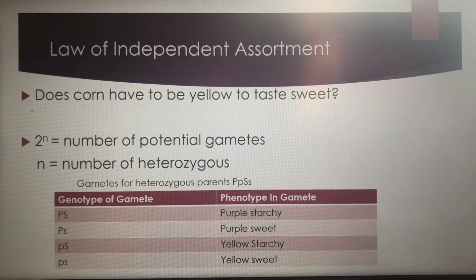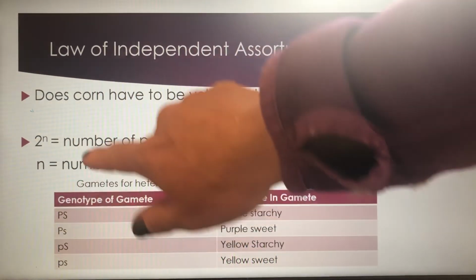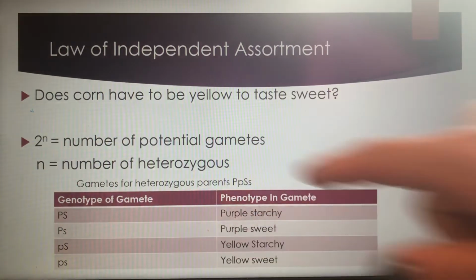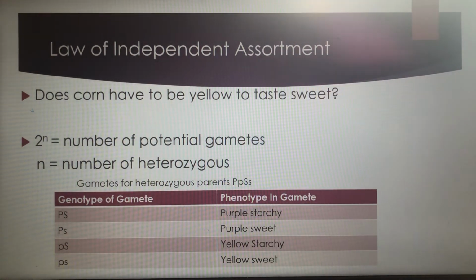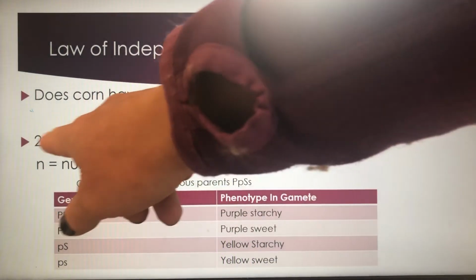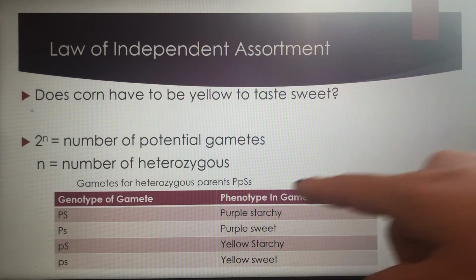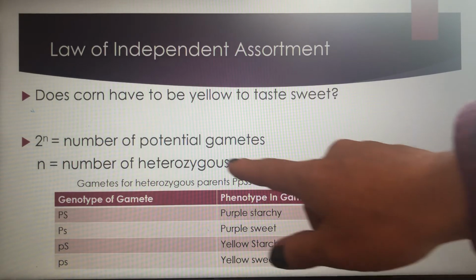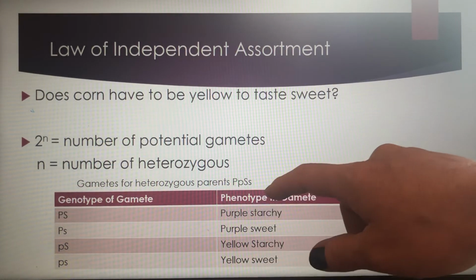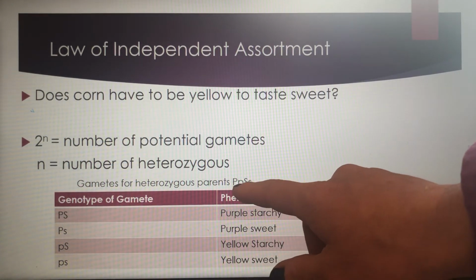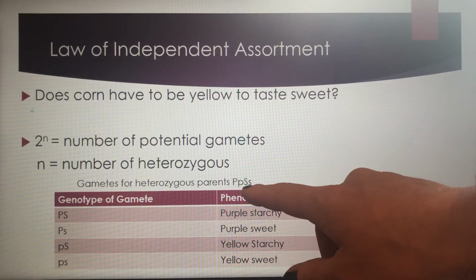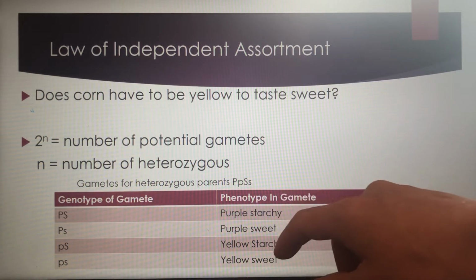Now, those are the sex cells. N is the number of heterozygotes. So basically, you would take 2 to the power of the number of heterozygotes of the parent. So if these were the parents, remember, we always have to do 2 traits if we're doing independent assortment. How many potential gametes could be produced?